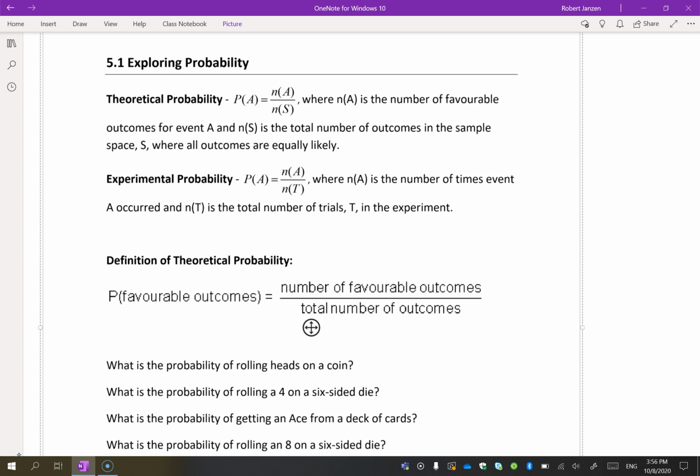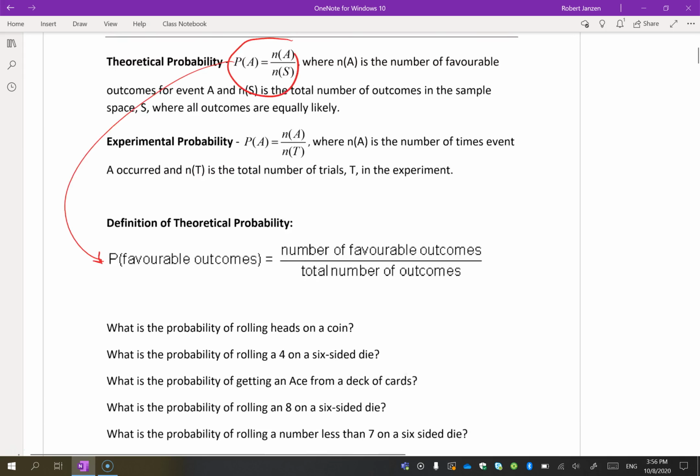Okay? We'll look at a couple of definitions. Theoretical probability, that's right here, is the number of favorable outcomes divided by the number of possible outcomes. Now that's a fancy way of saying it, but that's all it means. Okay, if you look at it down here, maybe that makes a little bit more sense. The number of favorable outcomes over the number of possible outcomes.